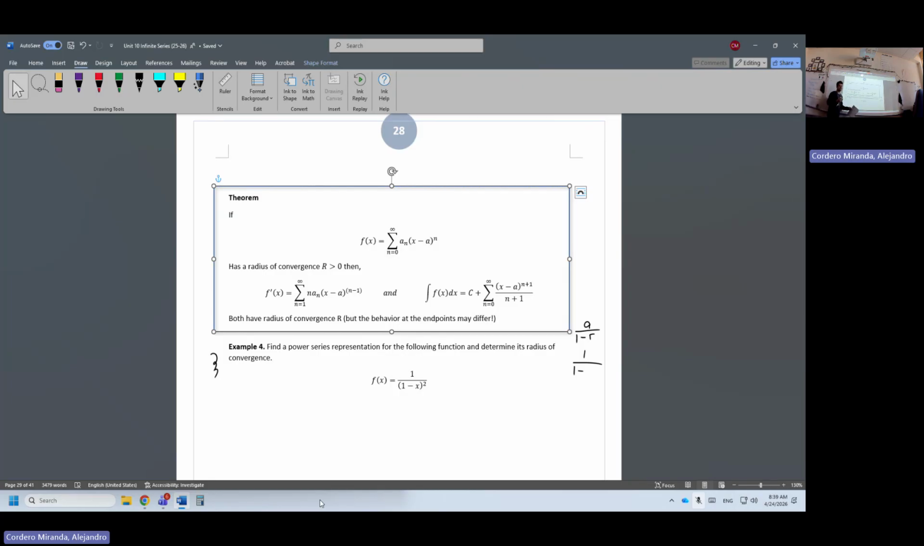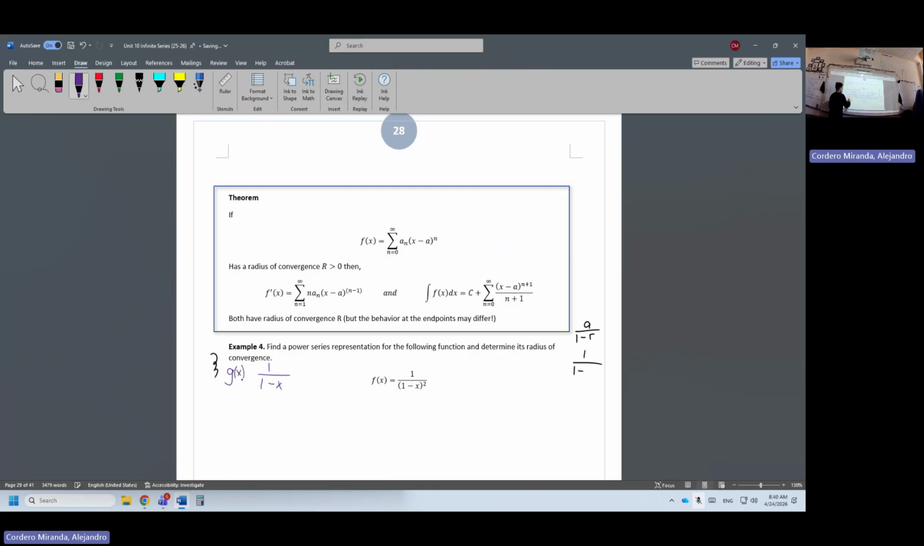Although the behavior at the endpoints may differ, you can worry about that later. So basically what I'm saying is I don't know a power series for that function, but I do know the power series for its antiderivative. These always make me think super hard, but watch this. Once you see the trick, you'll be able to figure this out on your own. This function right here reminds me of the derivative of this function right here.